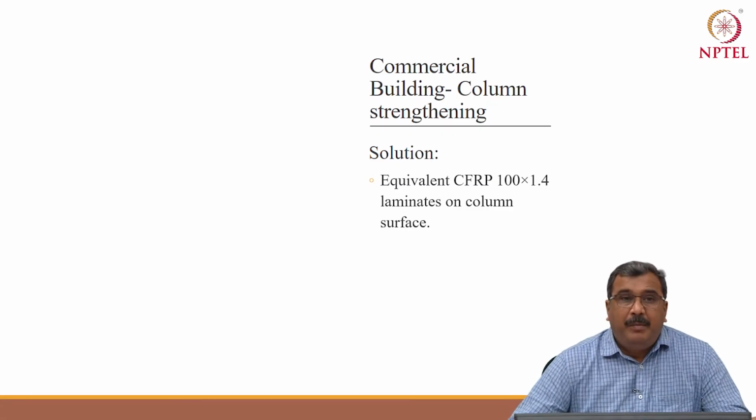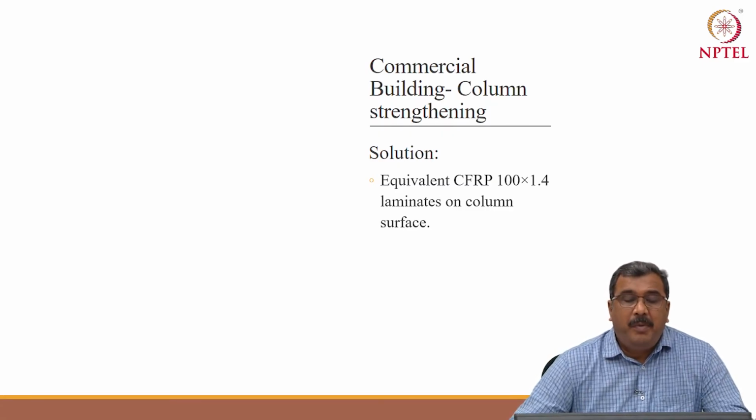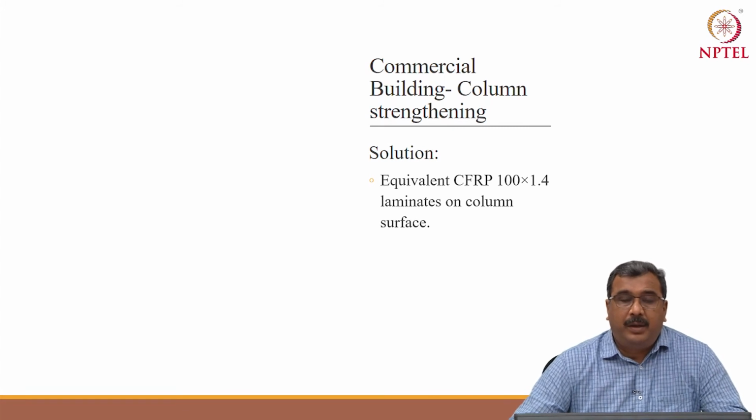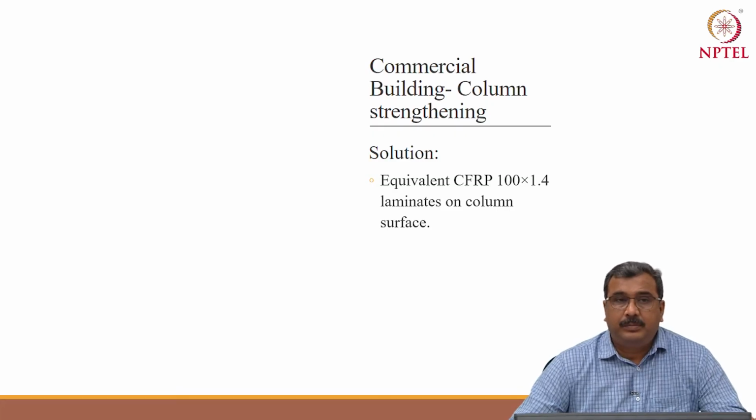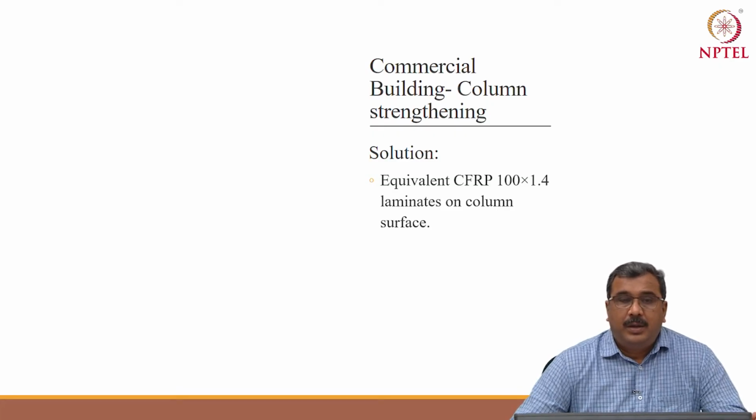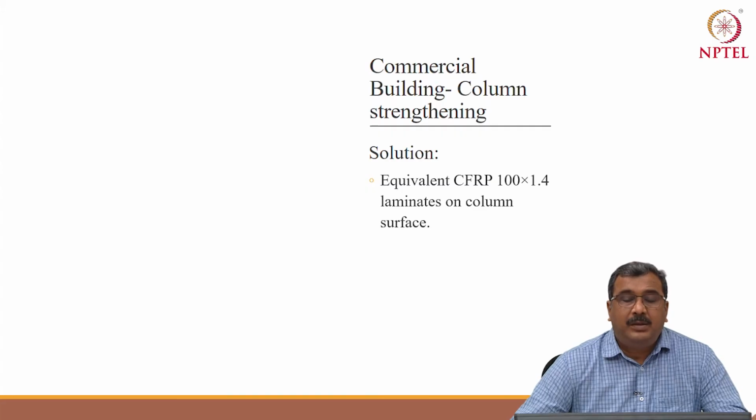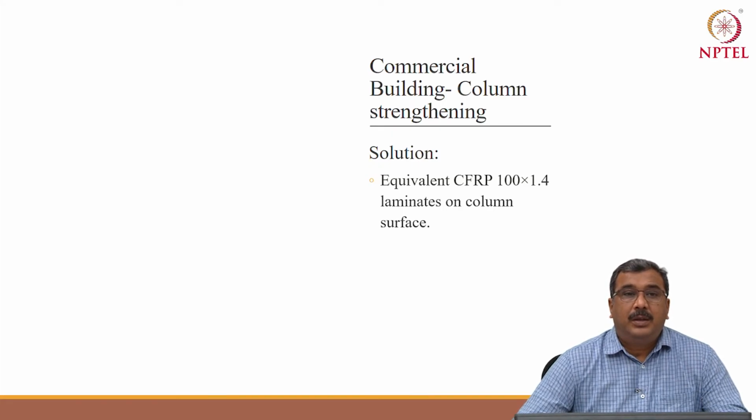So, CFRP laminate plates 100 mm wide and 1.4 mm thick were installed on the face of the column. The cross-section area of the laminate, that is 100 into 1.4 into the number of laminates, was derived on the basis of the area of steel required for the deficient moment.